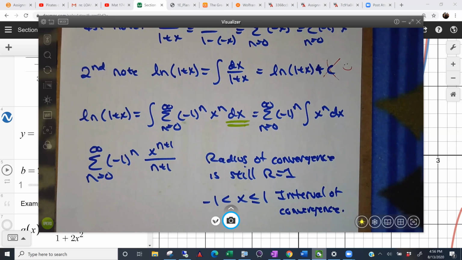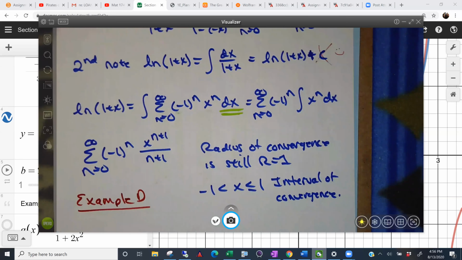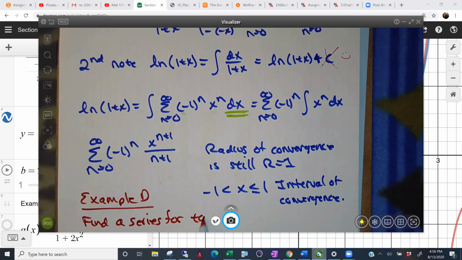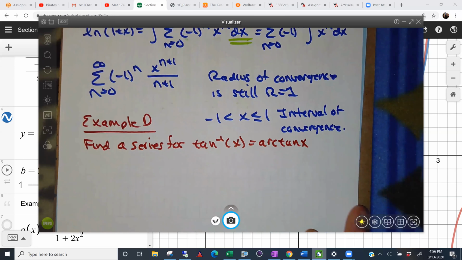Okay, let's do another example. And then we'll kind of take a small detour break from this and look at something else. Example D. Find a series for tangent inverse of x, which is also arctan of x. Remember, those are two different notations for the same thing, just like the square root of x or x to the 1/2 power.